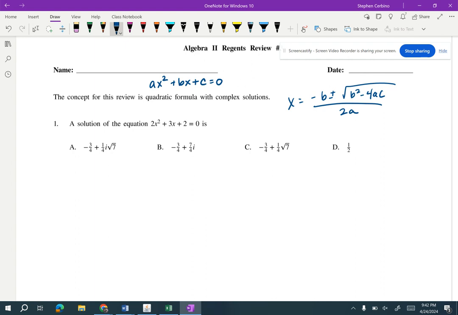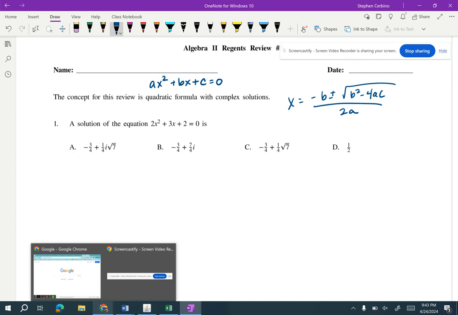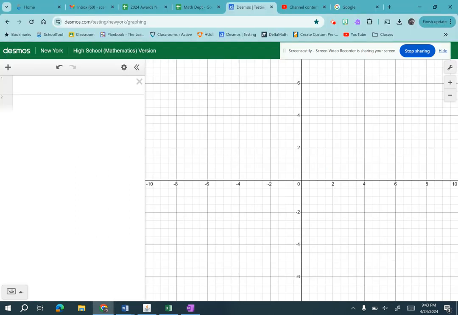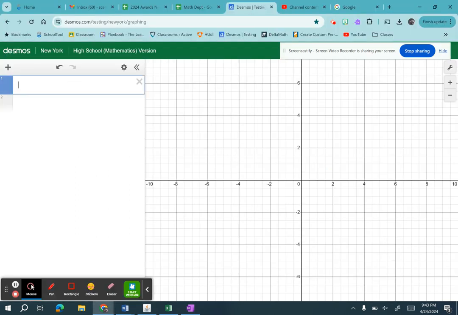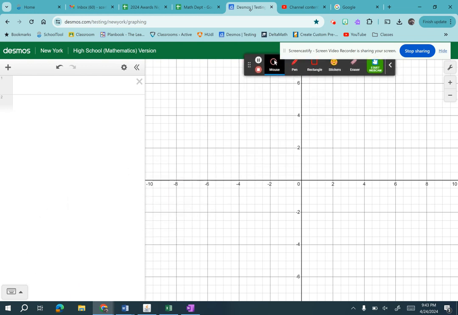So let's take a look at this first one. Because this is multiple choice, we want to try and eliminate choices. And just a general test taking tip, if we're not really 100% sure what to do, graph what you have. So if I go to Desmos and I graph that equation, let me just move this out of my way.